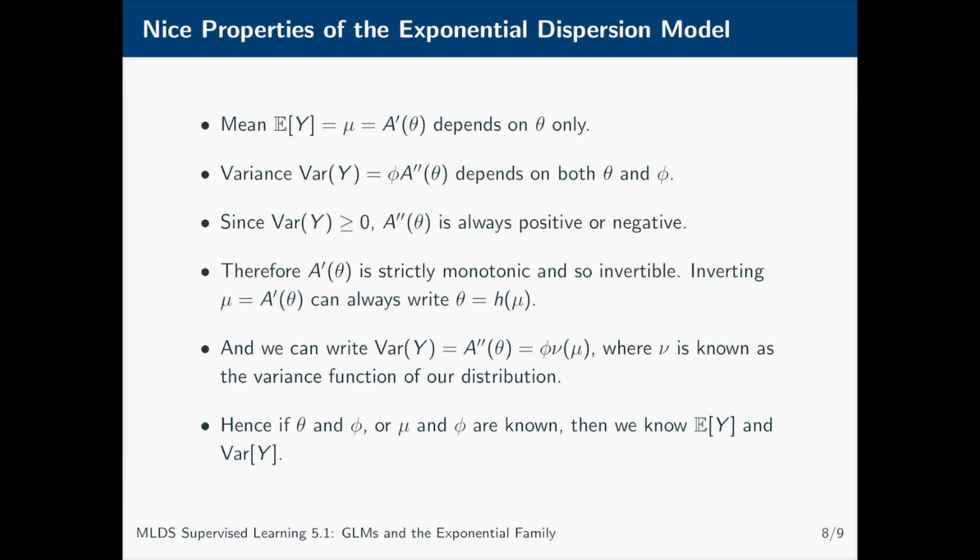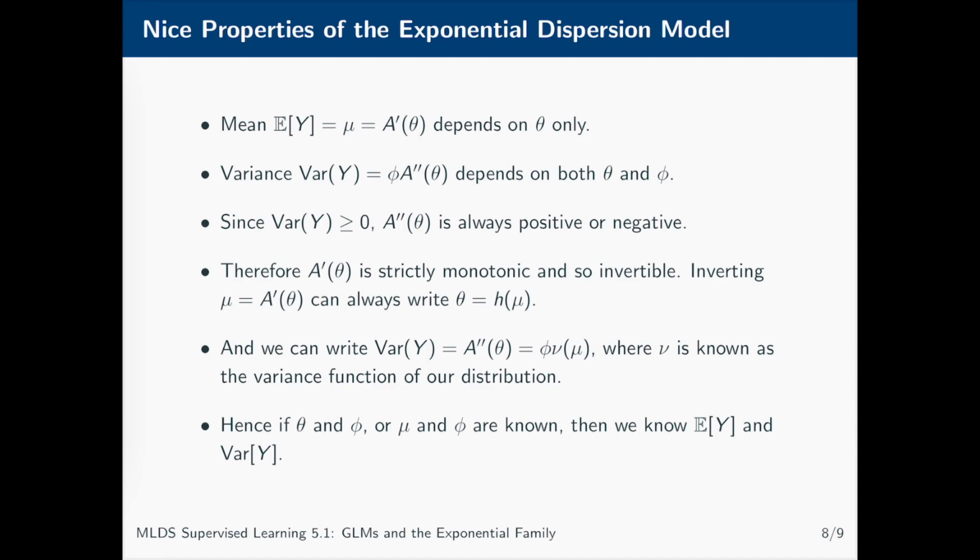Since we know that the variance of y is going to be positive for any interesting model, we know that the second derivative of a is either always going to be positive or always going to be negative. This tells us that the gradient of a is either strictly increasing or strictly decreasing, and it's therefore an invertible function. What this allows us to do is invert the relationship mu equals a prime of theta, meaning that we can always write the model parameter as some function of the expected outcome. We can write theta equals h of mu, where here h is going to be a prime inverse, which is called the link function. And this link function is going to be important in the development of GLMs later on.